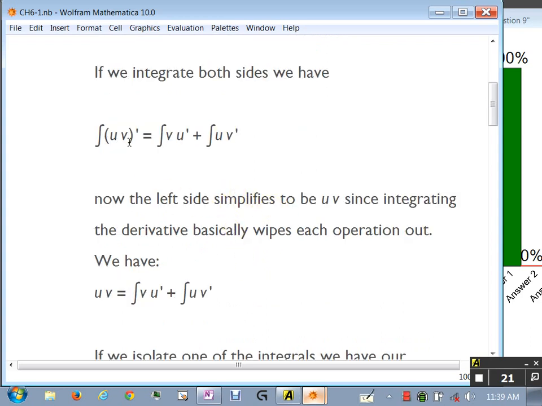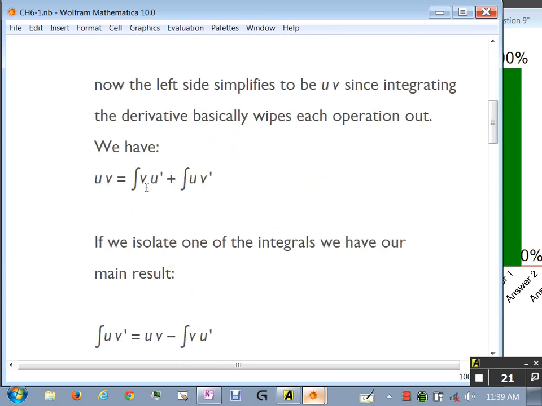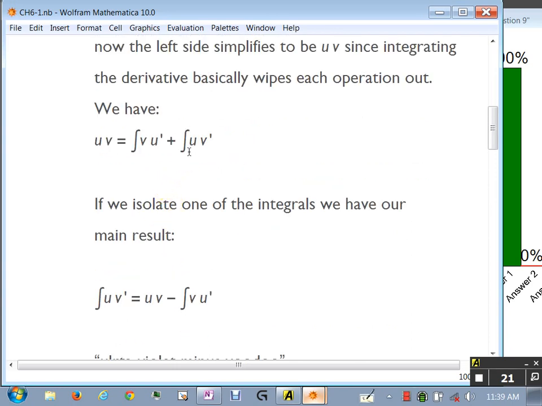Now we simplify the left side. The antiderivative of the derivative of u times v, the derivative and antiderivative cancel, so we just get u times v. The antiderivative here we cannot figure out, and the antiderivative here we cannot figure out, so we just leave them. Now we're just going to rearrange things. I'm going to move this one right here to the other side, so I subtract it. And then what you get is this equation right here. That's just rearranging what was there.